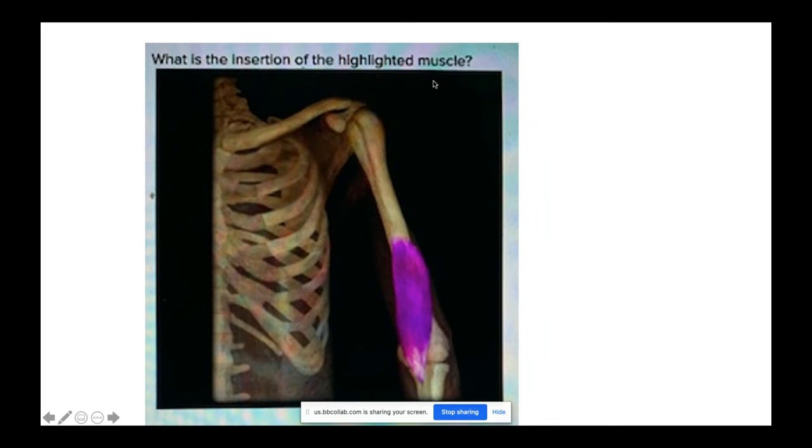What is the insertion of the highlighted muscle? Well, you have to ask, what is this? Let me look at what's here. This is an elbow flexor. This is the brachialis, right? So there's the biceps brachii, the brachioradialis, and then there's this one, that's the brachialis, okay? So the brachialis is going to originate on the mid-brachium, and now where is it going to insert? This is going to be on the proximal ulna, okay? The proximal ulna.